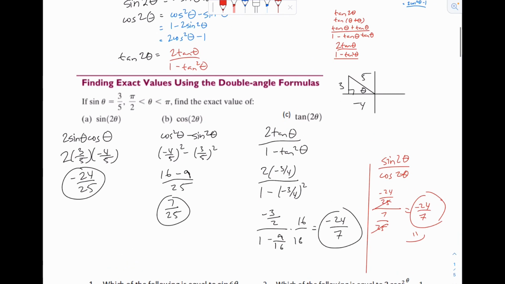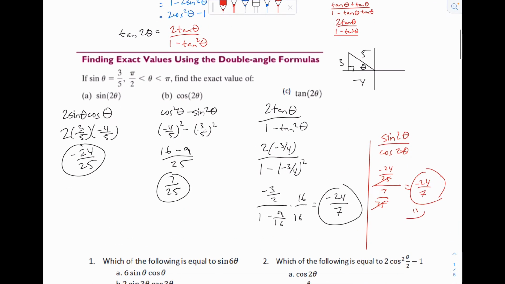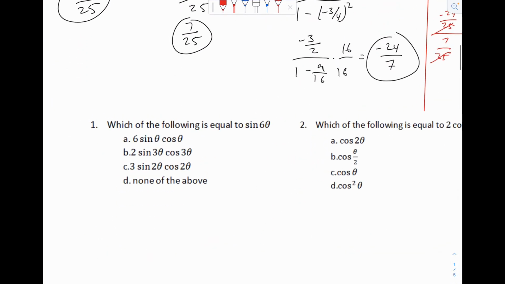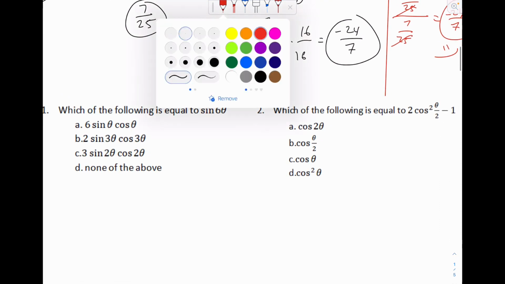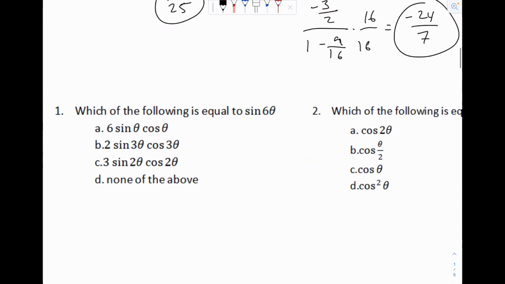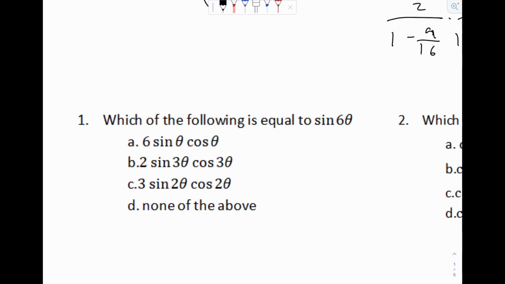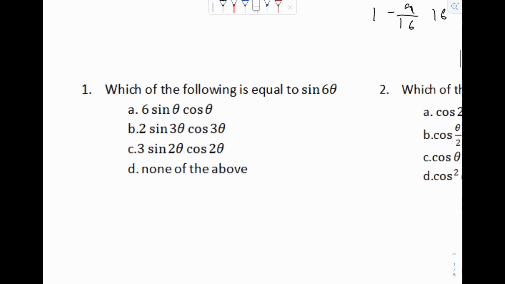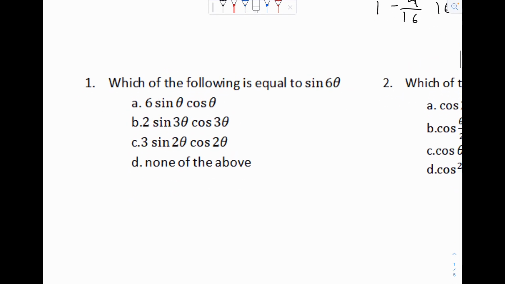Okay, so that's it for our triangle example. The final thing to do is some practice multiple choice for your test coming up. So it says, which of the following is equal to sine of 6 theta? So that's pretty interesting. The way we're going to do this is I'm going to teach you a pretty cool technique called the box technique.